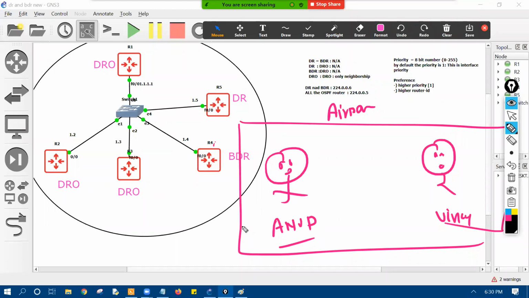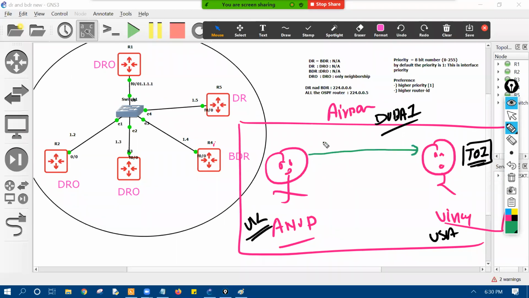Anup belongs to the UK. Vinay belongs to the USA. Both are meeting at Dubai airport. Just take an example: Vinay has some magazine. So what is Anup going to do? Anup will first introduce himself: Hey Vinay, hi, how are you? This is Anup. This message will be sent to Vinay.